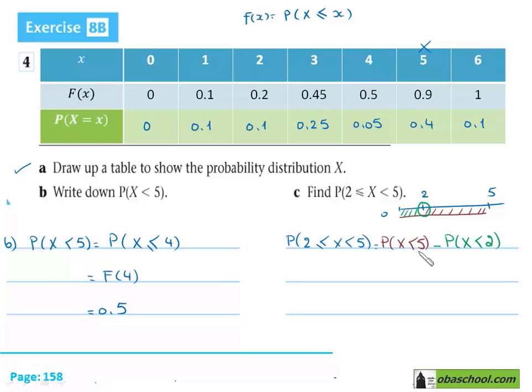Probability of x less than 5, we look at the definition in part B, it is the same as probability of x less than or equal to 4 minus probability less than 2. It is probability of x less than or equal to the value that is directly below it, which is 1. If we look at the cumulative functions, it is f of 4 minus f of 1. Therefore, f of 4 is 0.5 minus f of 1, which is 0.1. The answer is 0.4.